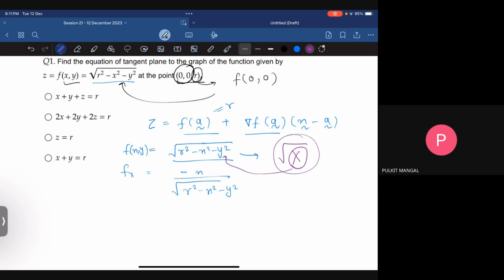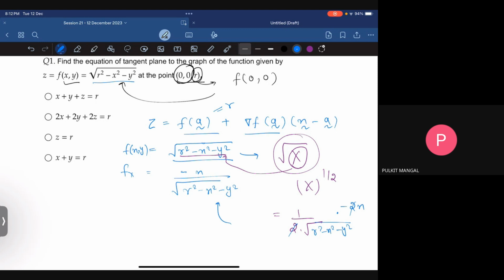So if I just want to find the derivative of this under root X, this is basically X power 1 by 2. So to find the derivative, it would be 1 by 2 times, half minus 1 is negative half, so it will go in the denominator, that is under root X. And we assume that my X is this function here, so I will just replace this with r square minus x square minus y square. Now we need to multiply this with the derivative of the inside function, that would be negative 2x. But these 2 and 2 will cancel out, so we will only remain with this.